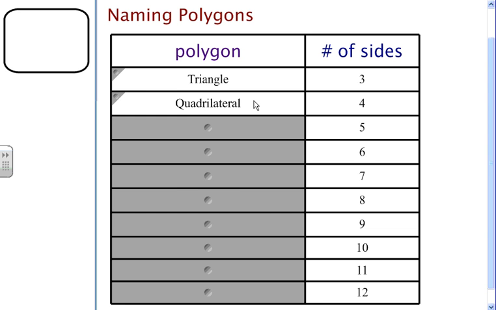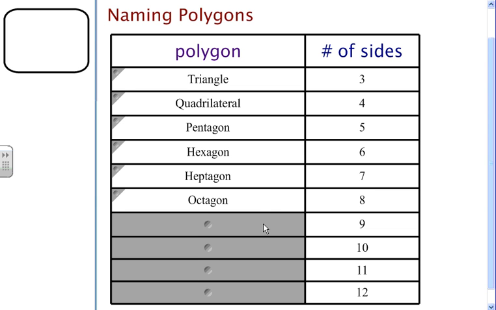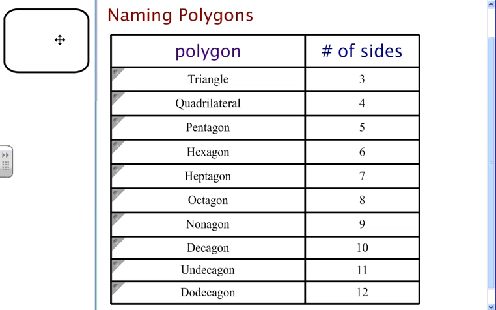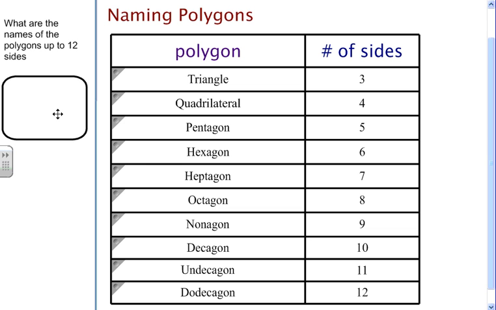Now there's lots of different types of quadrilaterals, rectangles, squares, rhombuses, parallelograms, all sorts of different types, but the main name for anything that has 4 sides is a quadrilateral. 5 sides is a pentagon. 6 sides is a hexagon. 7 sides is a heptagon with a P, so very close to a hexagon, but the prefix is slightly different. 8 sides is an octagon, like an octopus. 9 sides is a nonagon. 10 sides, decagon. 11 sides, undecagon. 12 sides, dodecagon. So your question up here, what are the names of the polygons up to 12 sides?